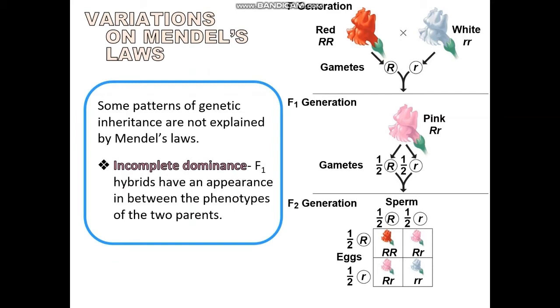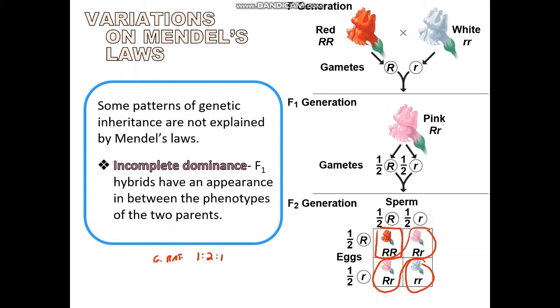Now, when you do an F2 generation, when you cross two of these pink hybrids with each other, you end up with the same genotypic ratio that you would have before, because that really hasn't changed. You still have 25% odds of getting a homozygous dominant individual, 50% odds of getting a heterozygous individual, and 25% odds of getting a homozygous recessive individual. So your genotypic ratio is still 1 to 2 to 1, just like in Mendel's experiments.